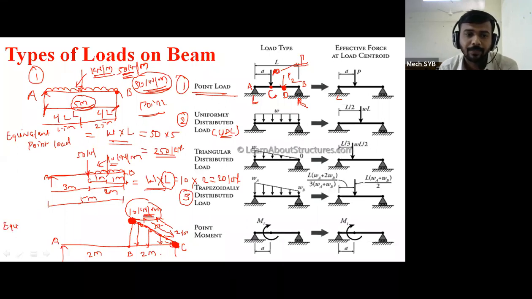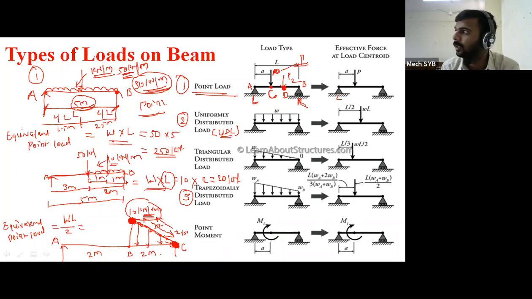That is, equivalent point load for UVL is equal to WL divided by 2. So what is the value of W? 10. What is the length? 2 meters, divided by 2. This 2 will get cancelled. You will get load as 10 kilonewton.